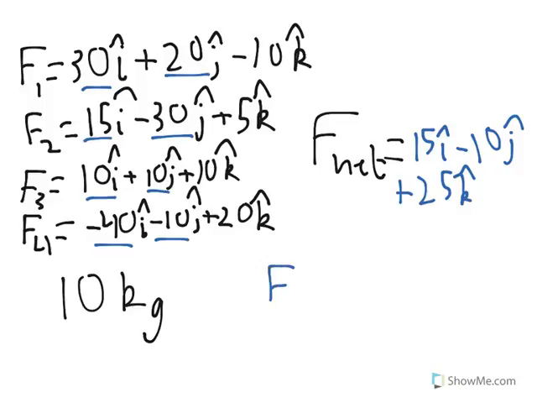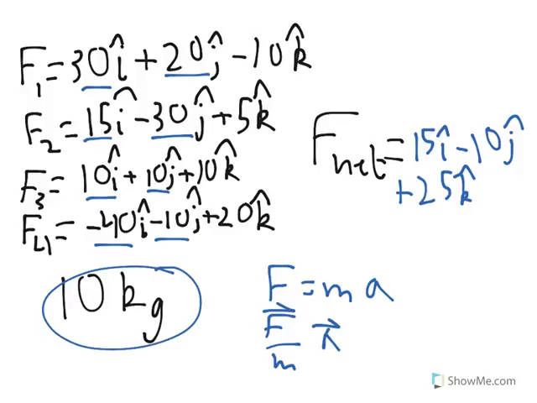And what we said is force equals mass times acceleration. So let's divide the force by the mass to get the acceleration. And it's important to remember force is a vector quantity, and so is acceleration. So when we divide this through by mass, which is a scalar, we're going to end up with 15 over 10, so 1.5 i, minus 1 j, same deal, 1 over 10, plus 2.5 k hat.